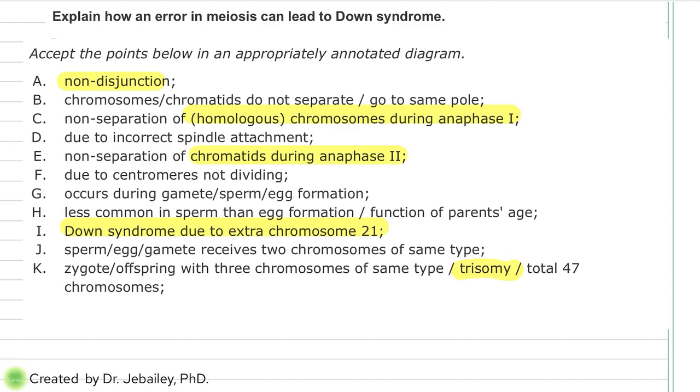These are the main things that must fall in the mark schemes, and they show up in every mark scheme that talks about Down syndrome. So make sure to put these, plus the other ones, but these ones are the most common ones. So make sure to memorize these.